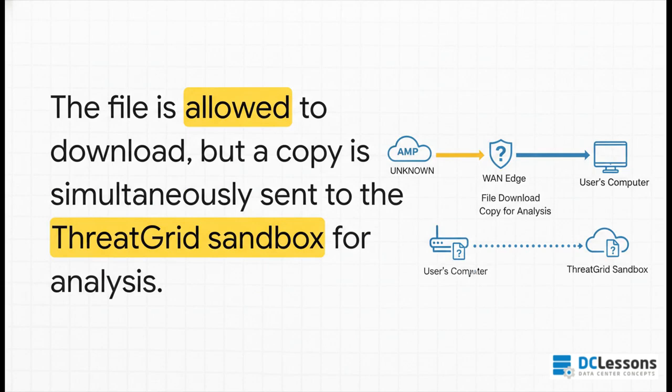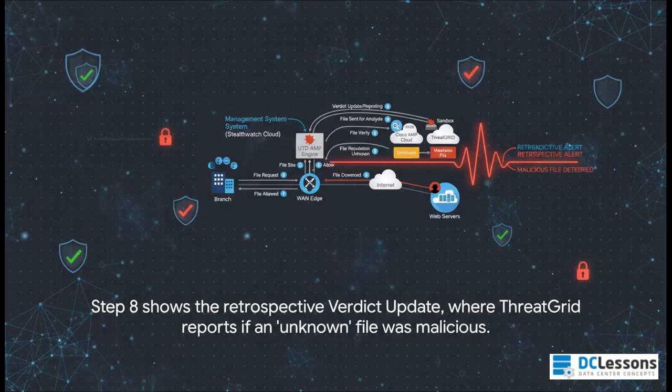Now, this is the one that really matters for stopping advanced threats. What happens if the AMP cloud has never seen this file before? The verdict comes back as unknown. And here's the clever part. To avoid hurting productivity, the system lets the user download the file. But, and this is a huge but, at the exact same time, it sends a copy of that file over to the Threat Grid Sandbox for a much, much deeper look. And this right here, this is that after phase in action.